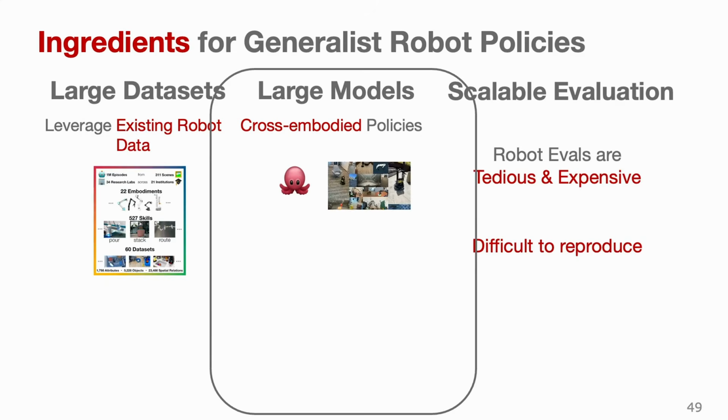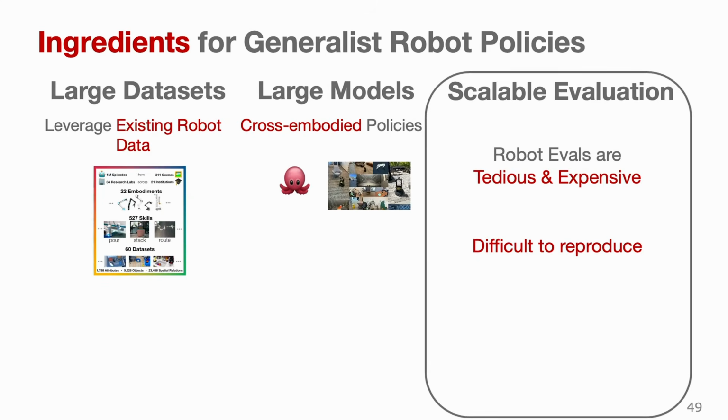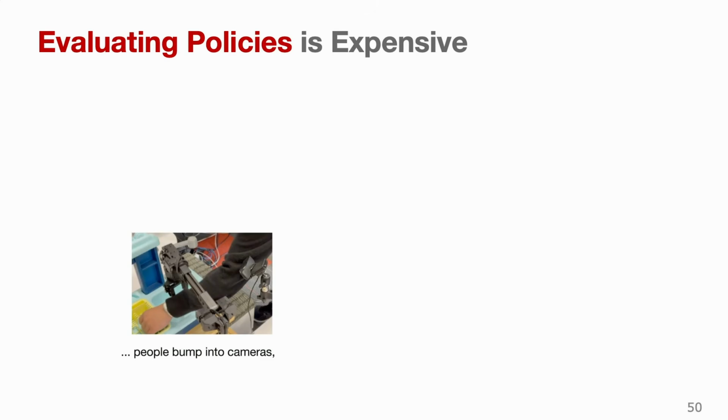All right, so far we have talked about data and the modeling side of generalist robot policies. Last but not least, we'll also need to talk a little bit about evaluations, because as I said before, this is now getting very, very expensive, right?